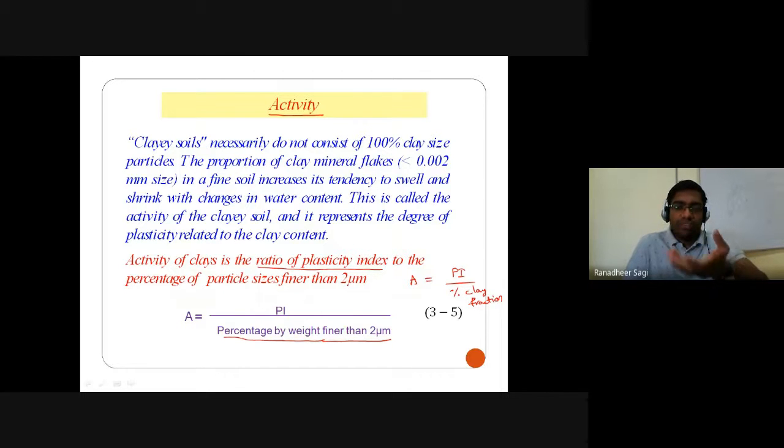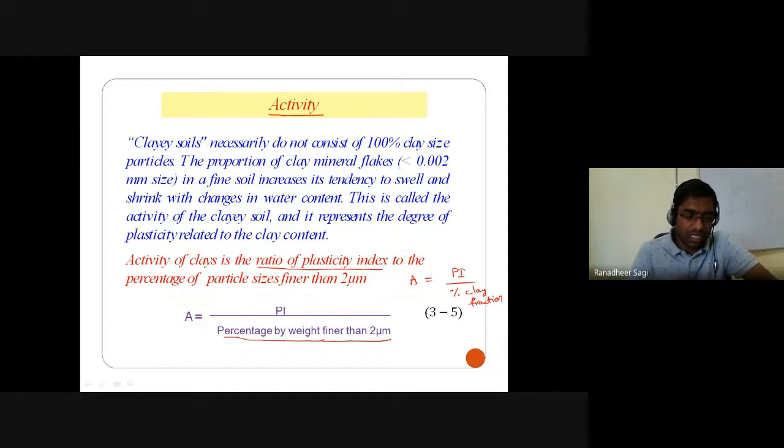If you are given some soil, for that particular soil you can plot the complete grain size distribution curve, and from that curve I can understand how much percentage of the particles are finer than 2 micron size. That much percentage of particles is what we call the clay proportion in that soil. So from the grain size distribution curve, I can calculate the percentage of clay fraction existing in that soil.